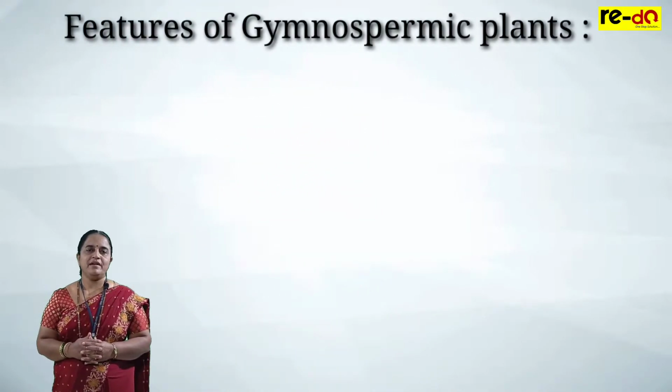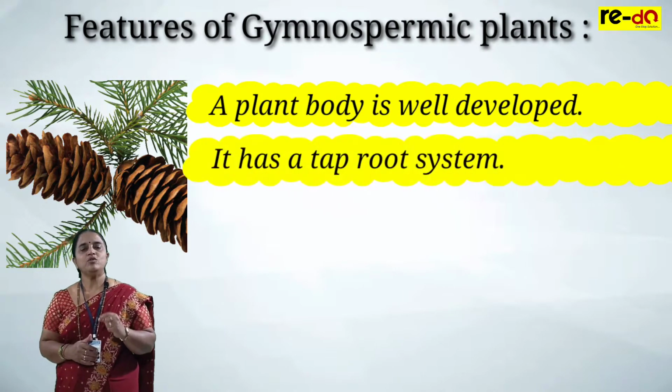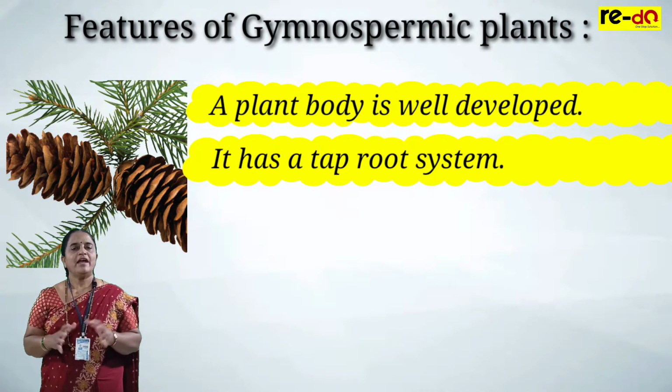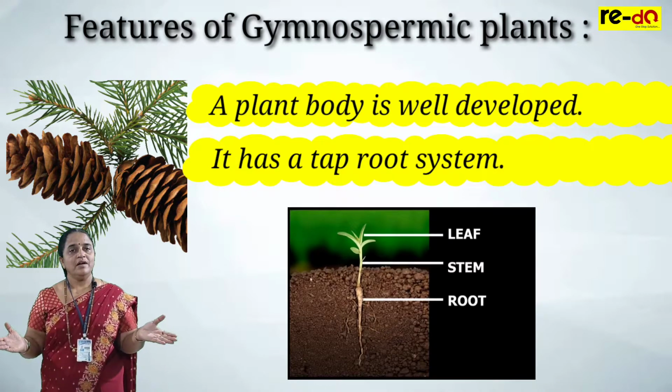Let us begin with the features of gymnospermic plant. A plant body is well developed. It is having tap root system. The root system is well developed for anchorage and absorption, having primary root, secondary root and the branches. A stem which grows vertically upwards towards light is usually unbranched. We can see branched stem in the plant like Pinus, and the stem remains unbranched in the Cycas.